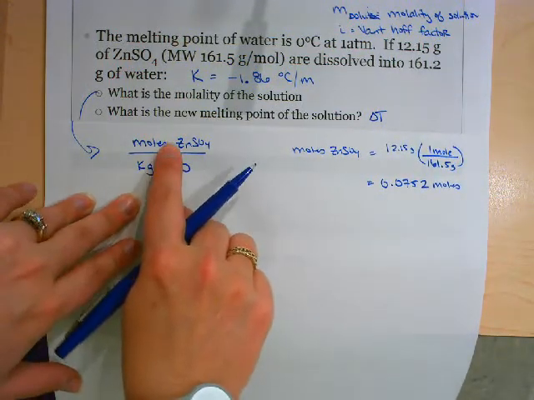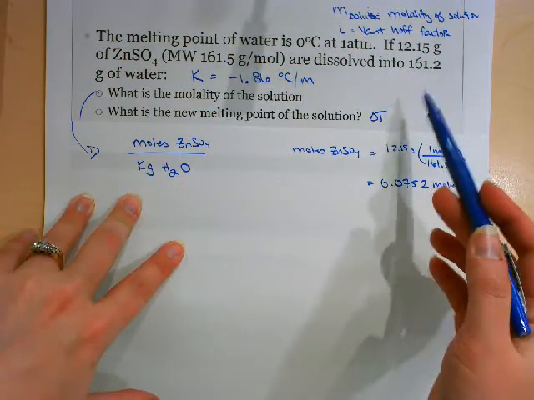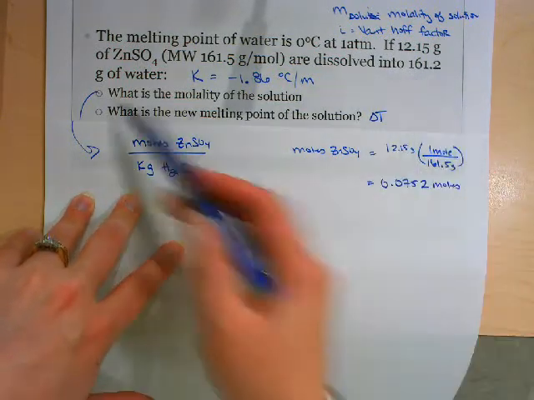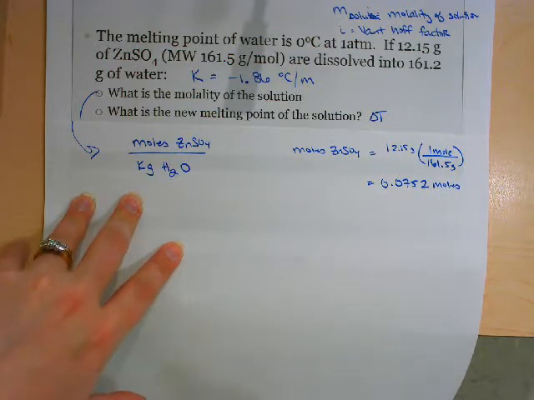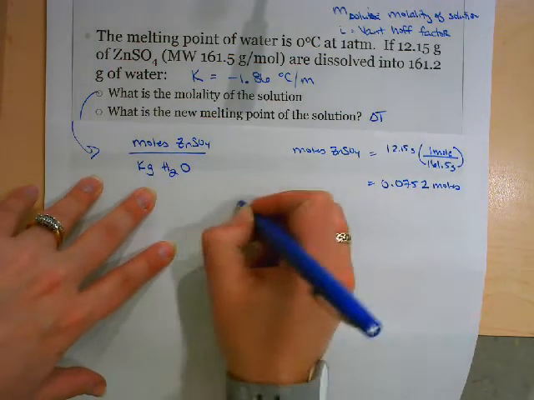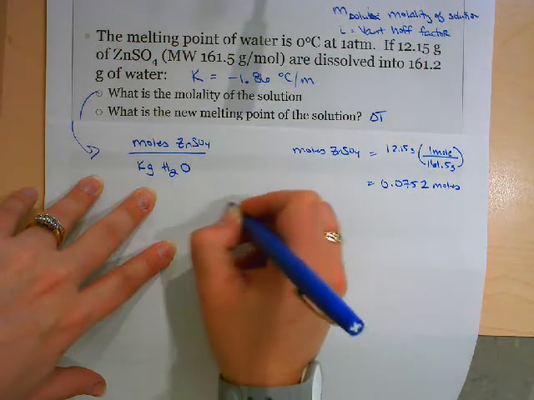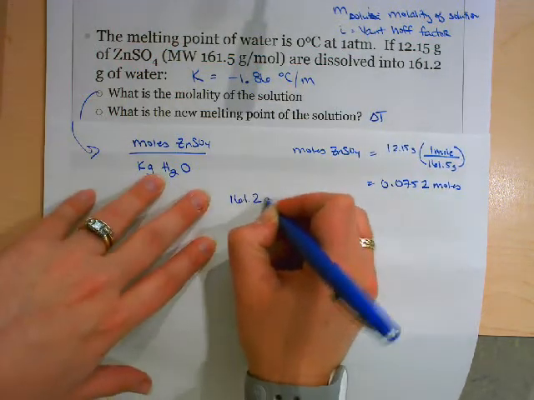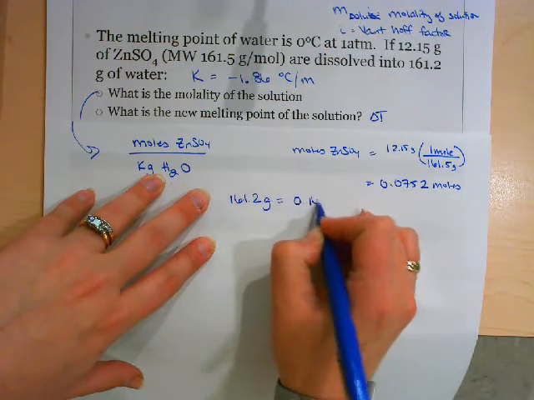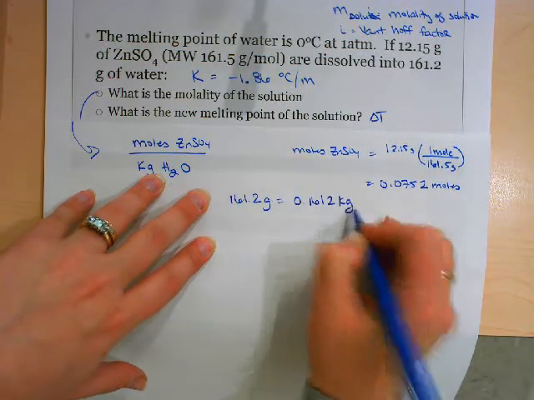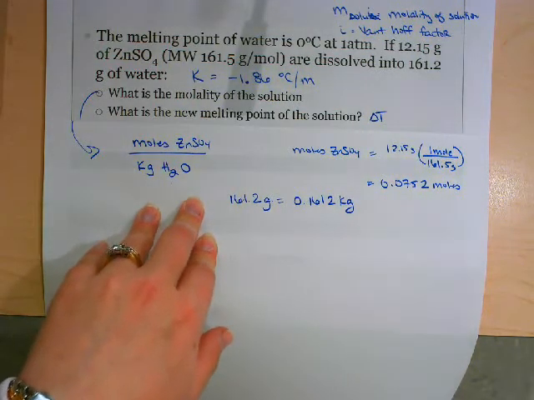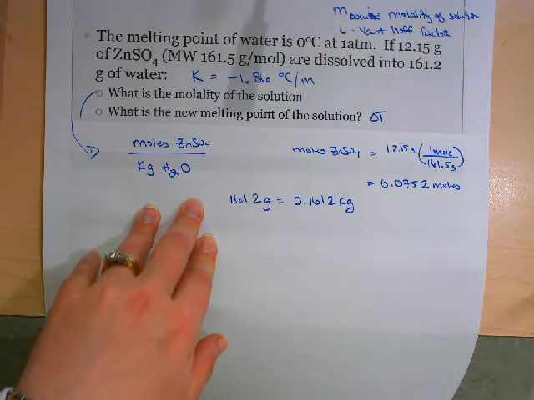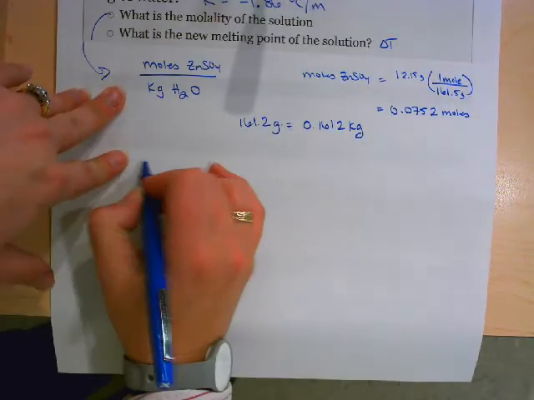Alright, so now I have the top part. What factor do I need to use to convert grams of water to kilograms? Divide by 1,000, right? That's 1,000 grams for 1 kilogram. So I'd have 1.1612 kilograms. Alright, so now we're ready to plug in and find the molality.